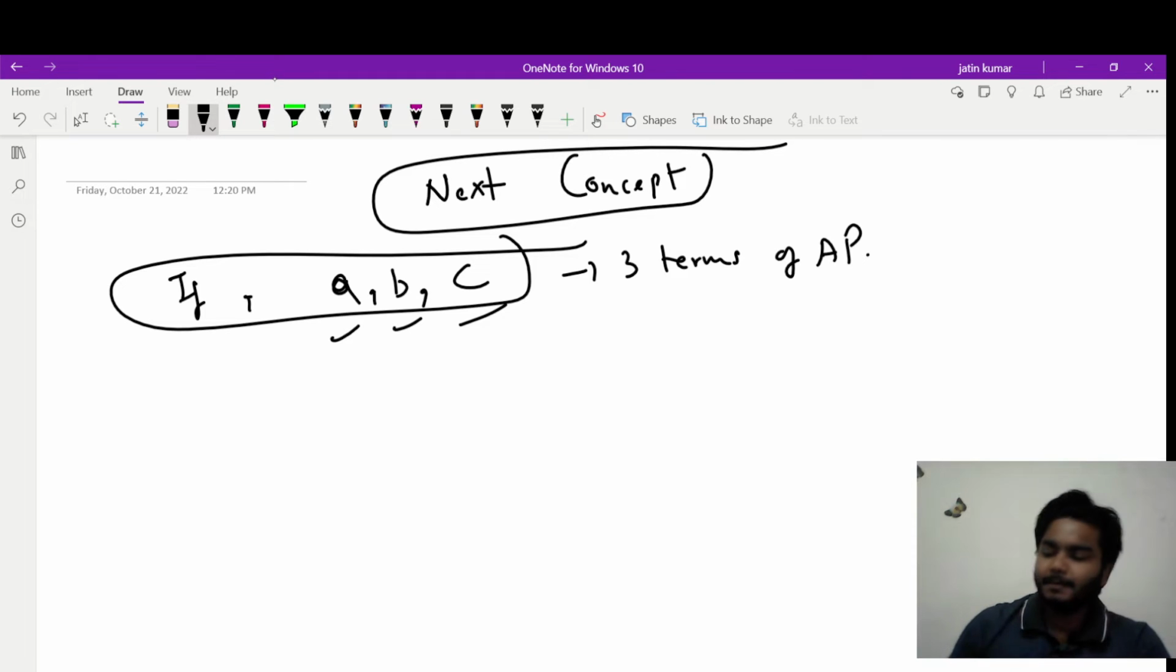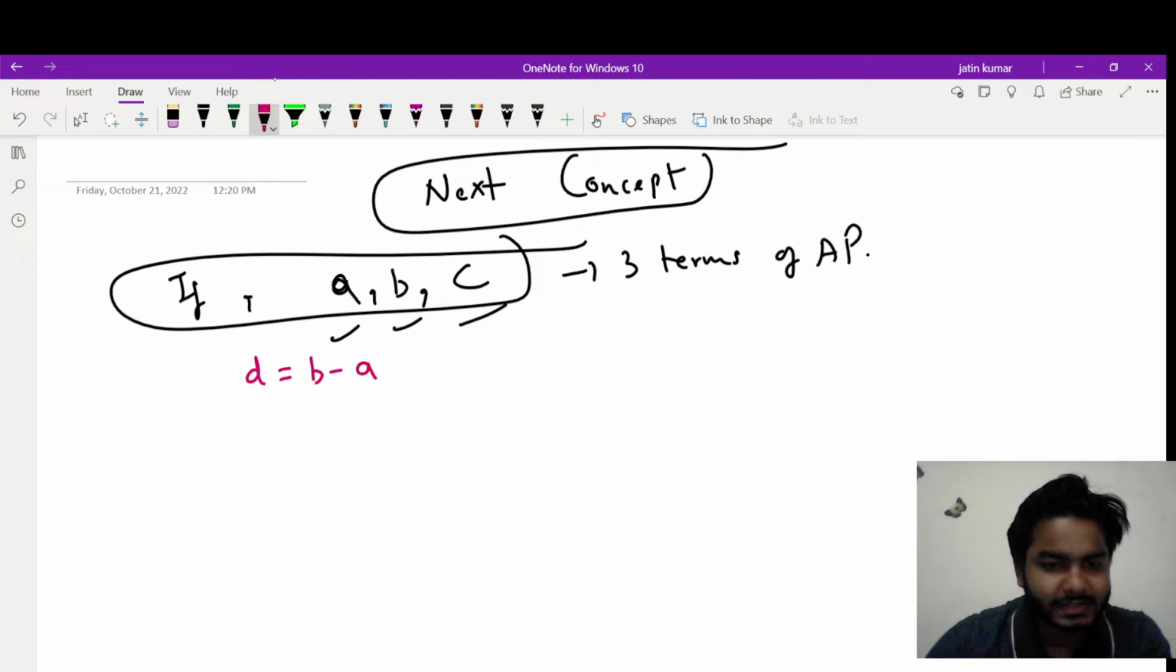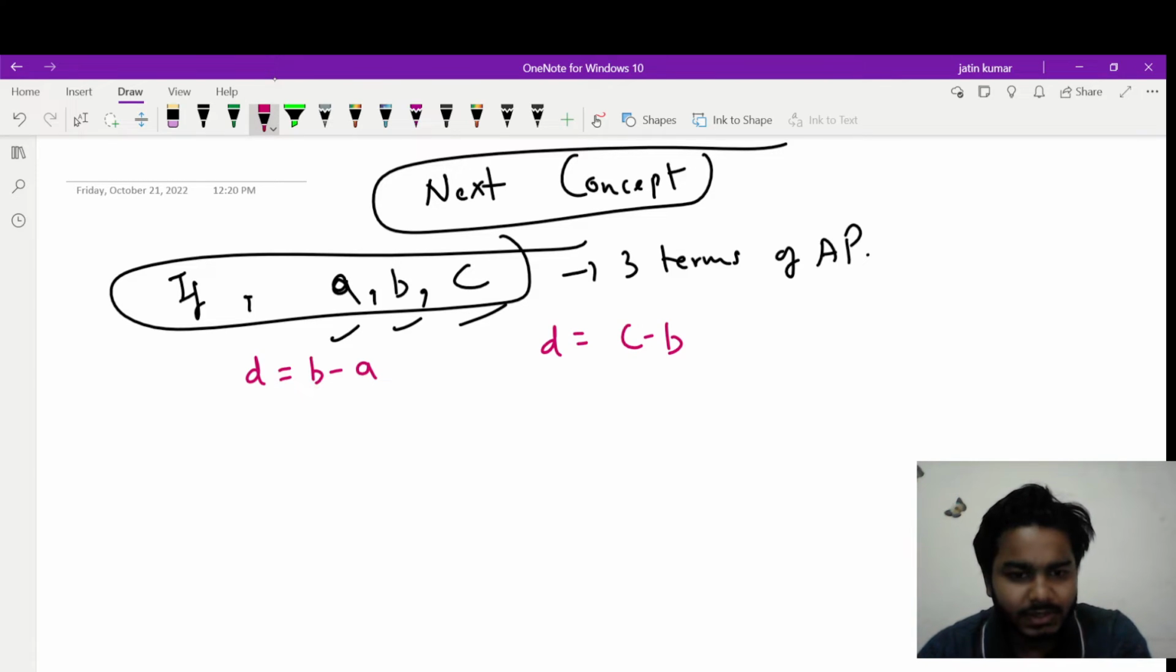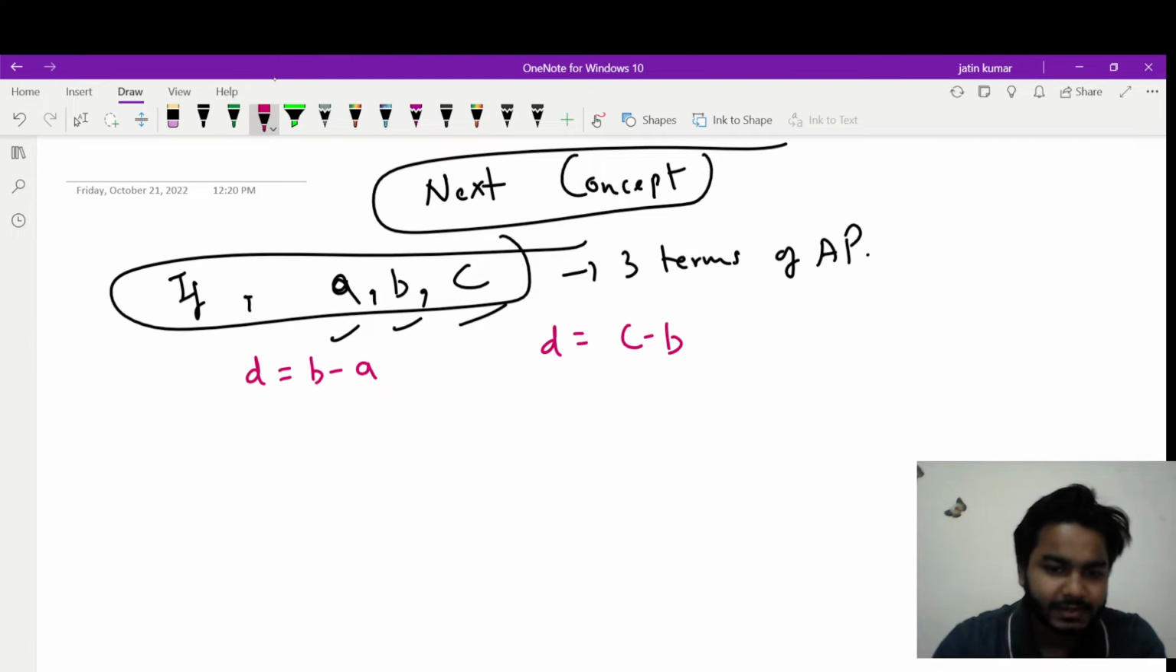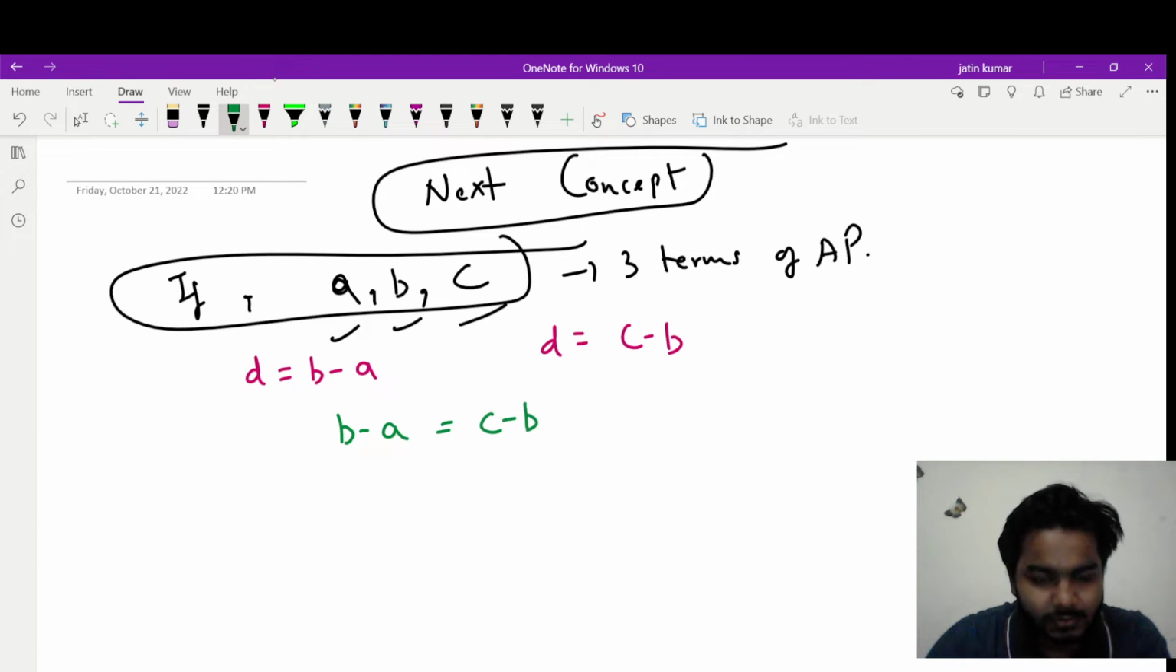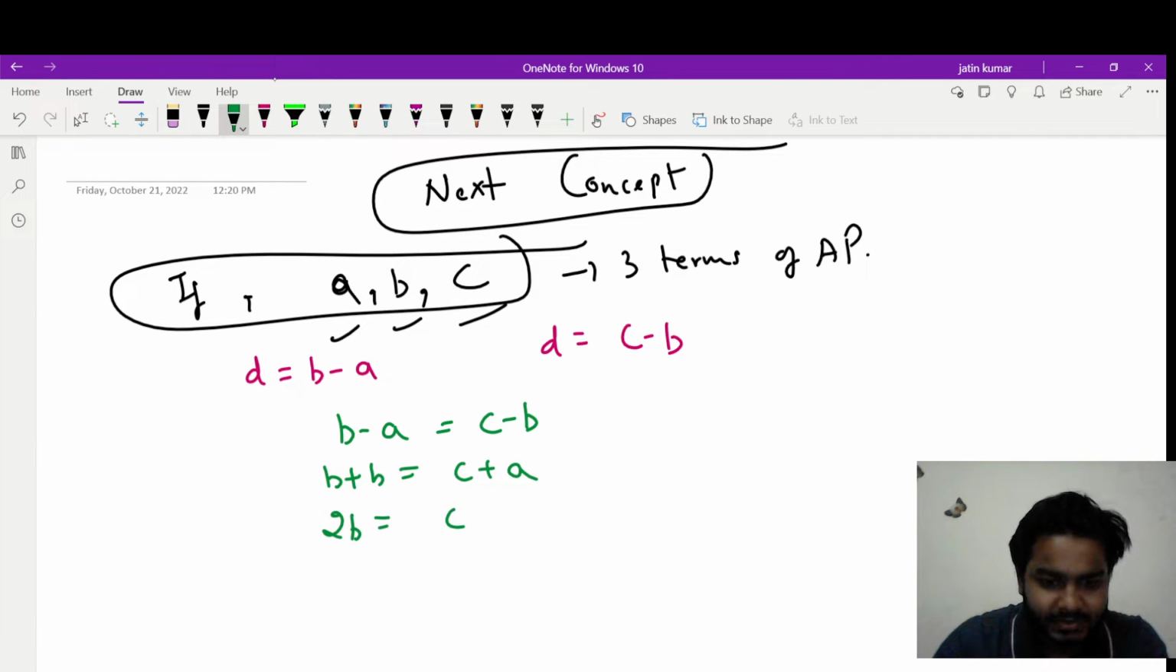Now can I write D as B minus A? Because the second term minus the first term is D, and can I also write C minus B as D? The third term minus the second term is also D. The difference between 2 consecutive terms is D. So can I equate these two, B minus A with C minus B, because both are D? Take the B to the left hand side, so B plus B will be C plus A, and 2B will be C plus A, and B will be C plus A by 2.